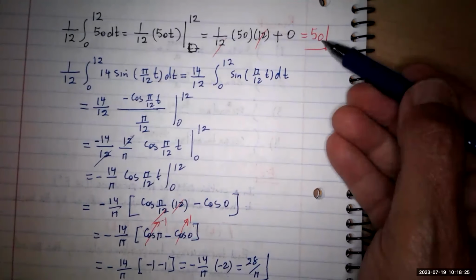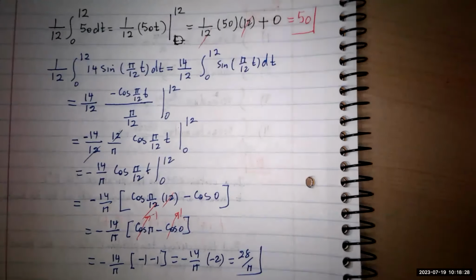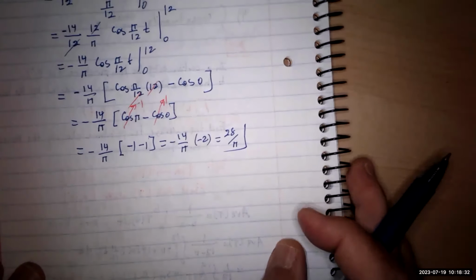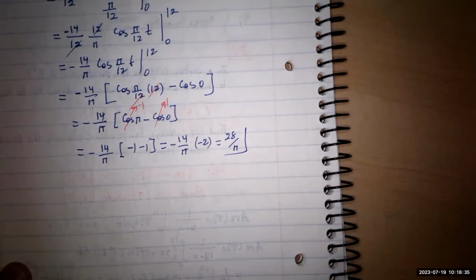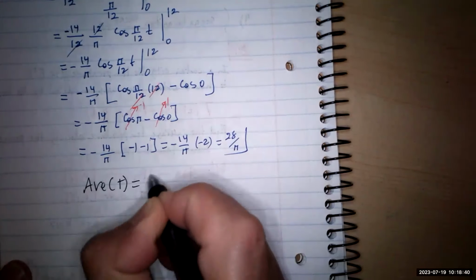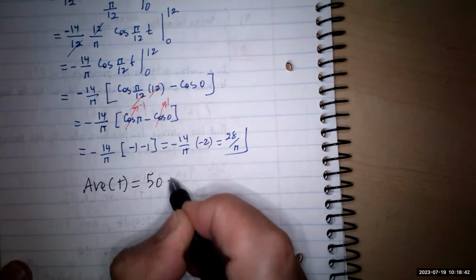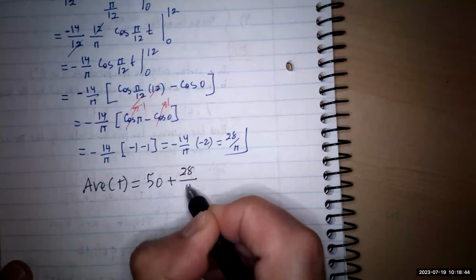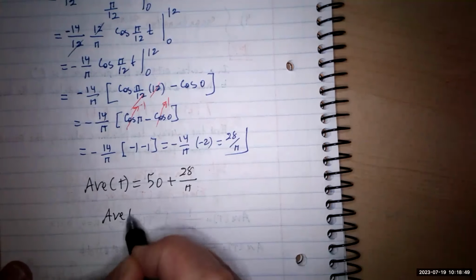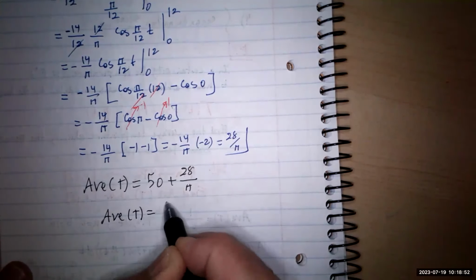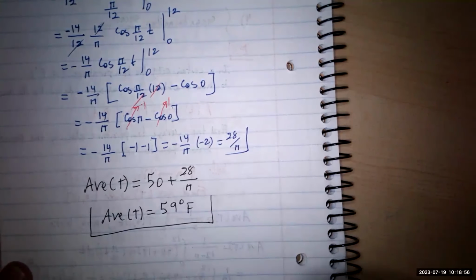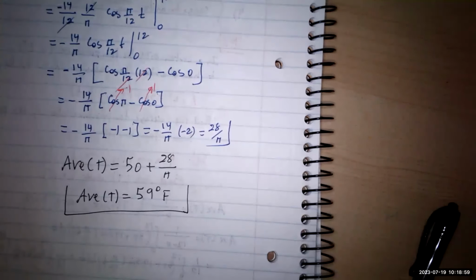The first part is 50 and the second part is 28 over pi. So this means the average temperature between 9 a.m. and 9 p.m. of that city is the following: the first part 50 and the second part 28 over pi. Of course, you have to use your calculator. You cannot leave it and give us the final answer. If you do it, the temperature is 59 degrees Fahrenheit. So that would be the average temperature in your city during the day.